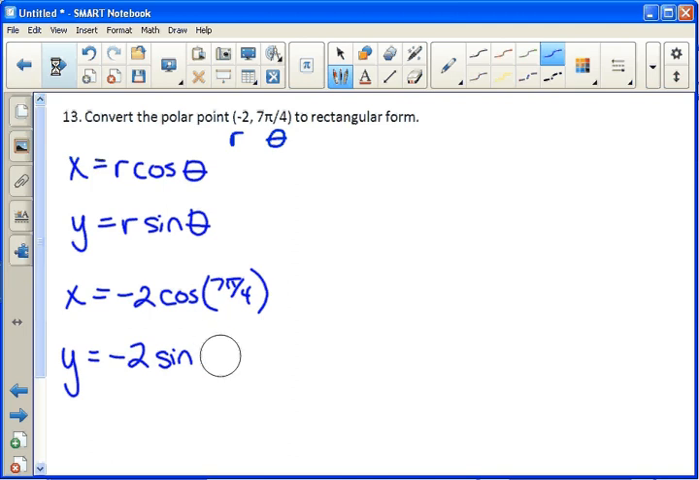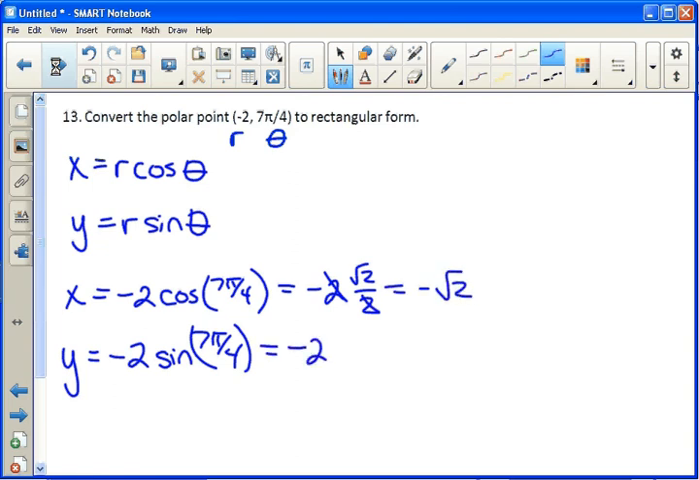Again, if you know your unit circle, we know that cosine of 7 pi over 4 would be positive square root of 2 over 2. So negative 2 times the square root of 2 over 2 will end up negative square root of 2. And sine of 7 pi over 4 would be negative square root of 2 over 2. So here the negatives cancel, 2's cancel, we get positive square root of 2, making the ordered pair negative square root of 2, positive square root of 2.